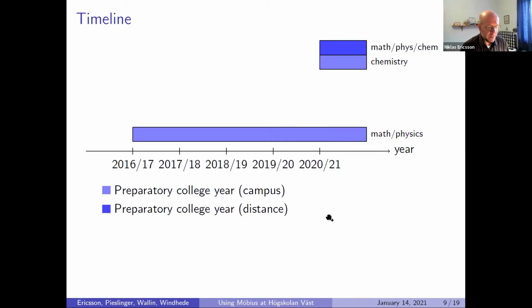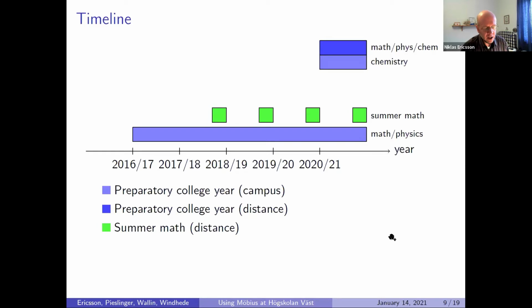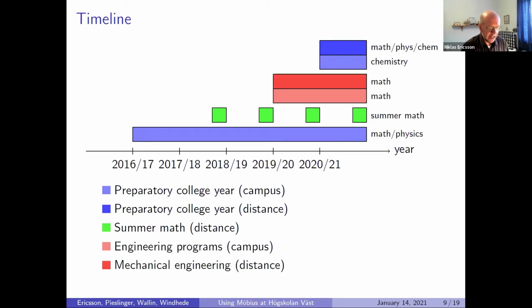So this is the preparatory year, but it has actually expanded also to other programs. I can mention an online summer math course that we have given since the summer 2018. So it will be the 4th time this summer. And I would also like to mention that starting in 2019, we also use Möbius at our engineering programs in the mathematics courses, algebra, trigonometry, linear algebra, calculus for our engineering students.